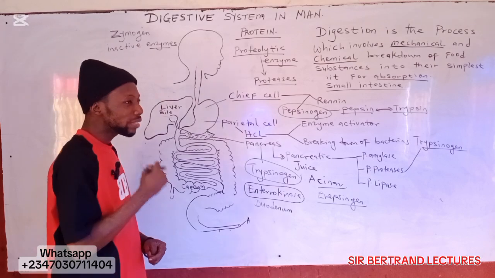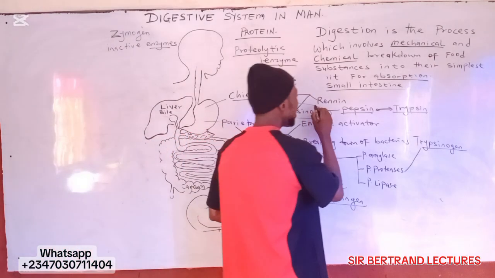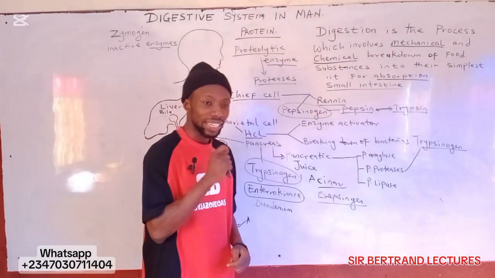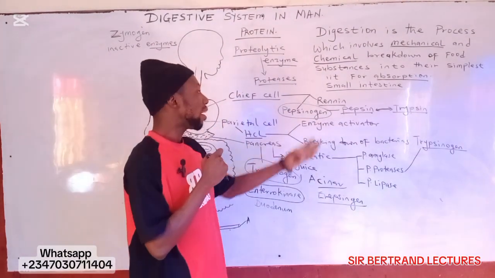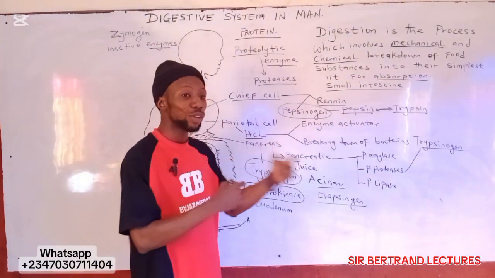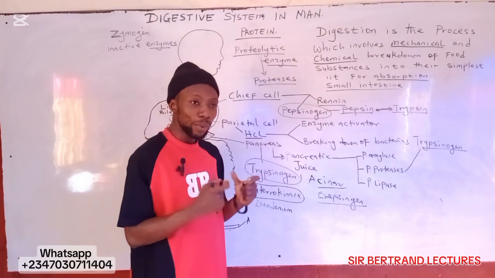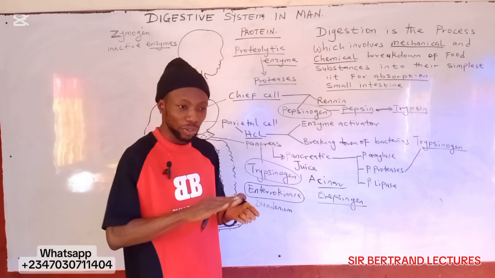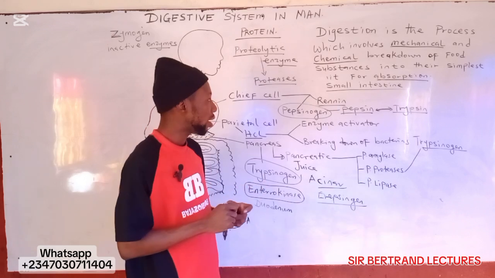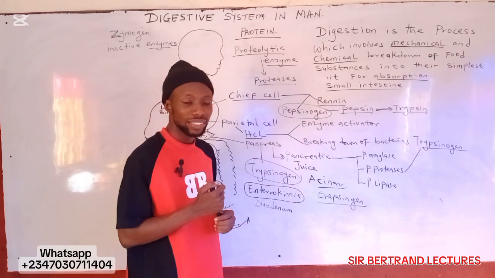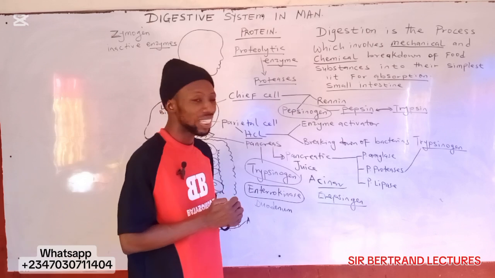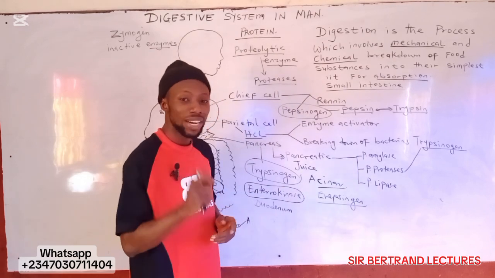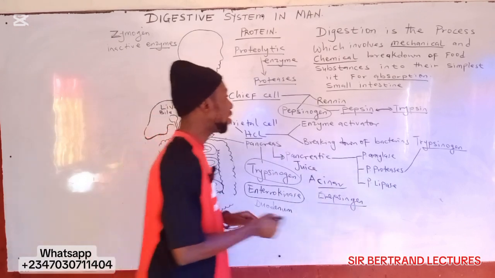Now, during protein digestion, renin works best in the acidic environment. And we don't have renin in adult humans. Renin is mostly produced at the fetal stage of life, at a tender age, because this enzyme acts on milk, on liquid protein. Remember, we don't have renin in adult humans. Take note of that.